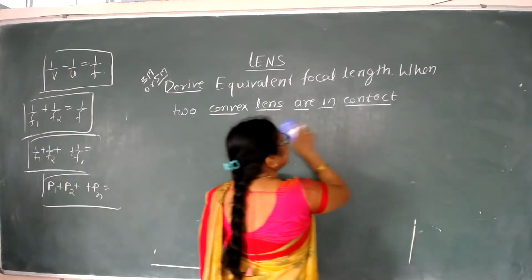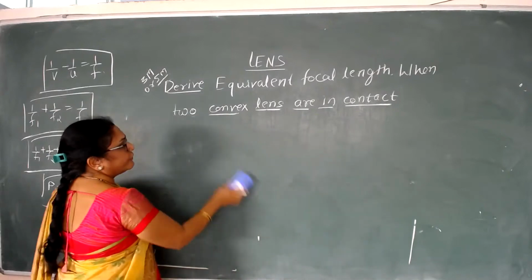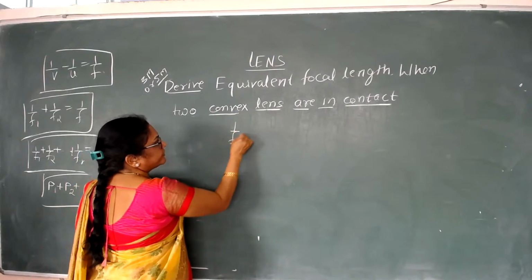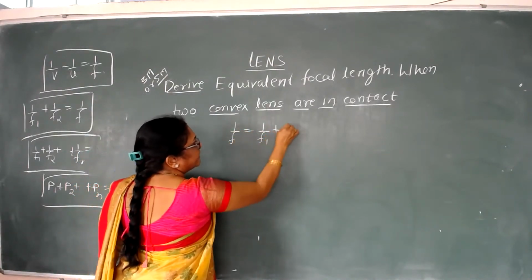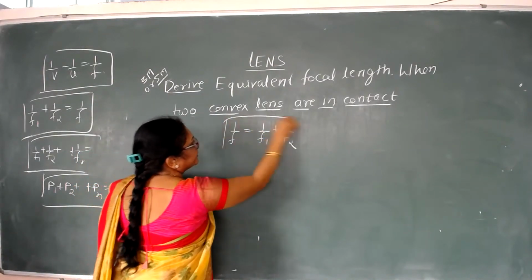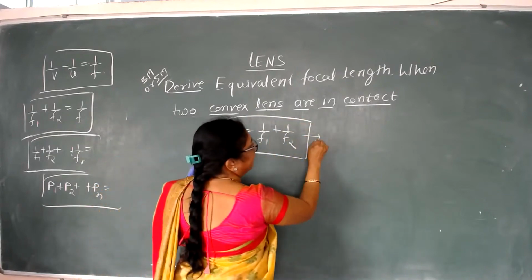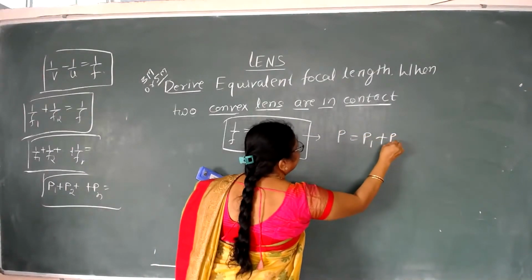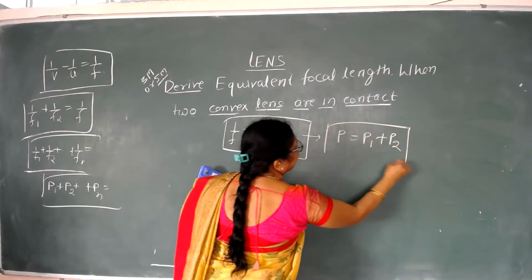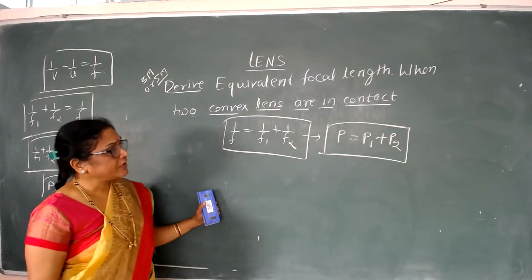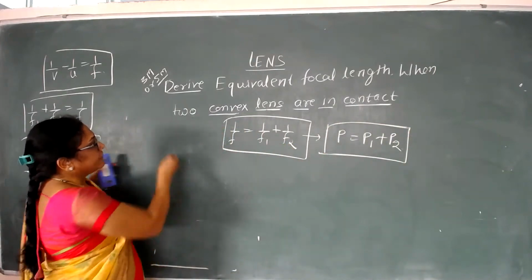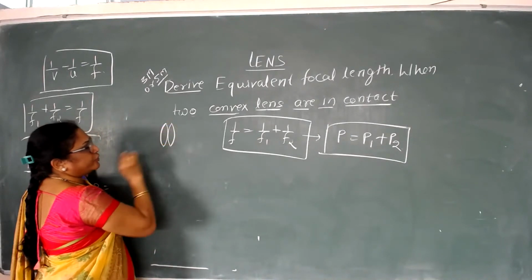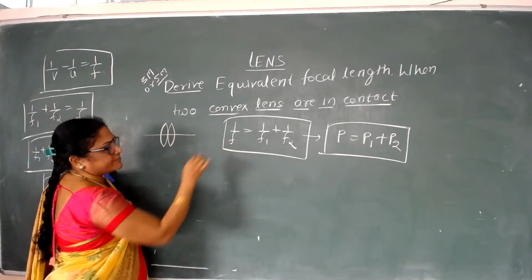So when two thin lenses are in contact, we use the formula 1/f = 1/f1 + 1/f2, and its form in power is P = P1 + P2. By using this formula, we can find the power directly. But here, when these two lenses are in contact with each other, that time we use this formula.